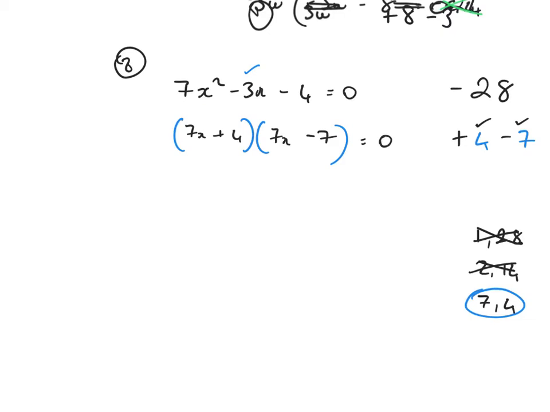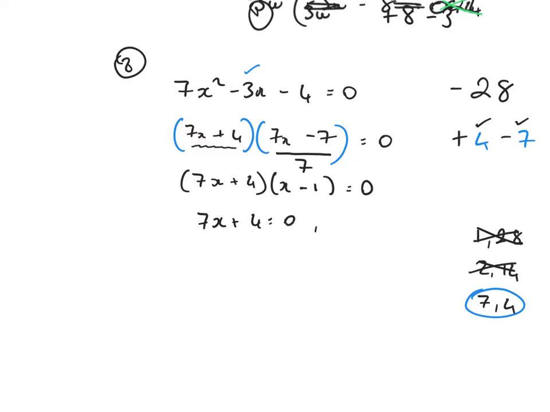First bracket, can I factorise this one any further? I can't, so let's write it down again. Second bracket, can I factorise this one any further? 7x minus 7, yes, I can take out a common factor of 7. 7x goes x times, and 7 into 7 with the minus in the middle goes minus 1. I've then got the first bracket could be 0 and the second bracket could be 0.